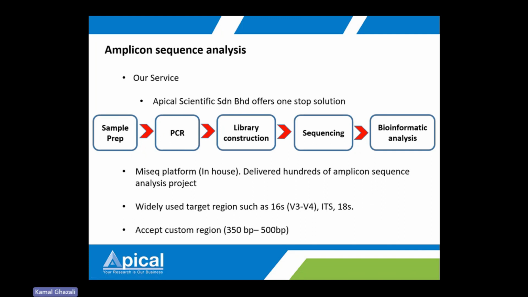So far I'm glad to say that we have delivered hundreds of amplicon sequencing analysis projects with widely used target regions such as 16S V3-V4, ITS, or 18S V4 region. Apart from that, we also accept custom regions as long as the size range is within 350 base pairs to 500 base pairs.